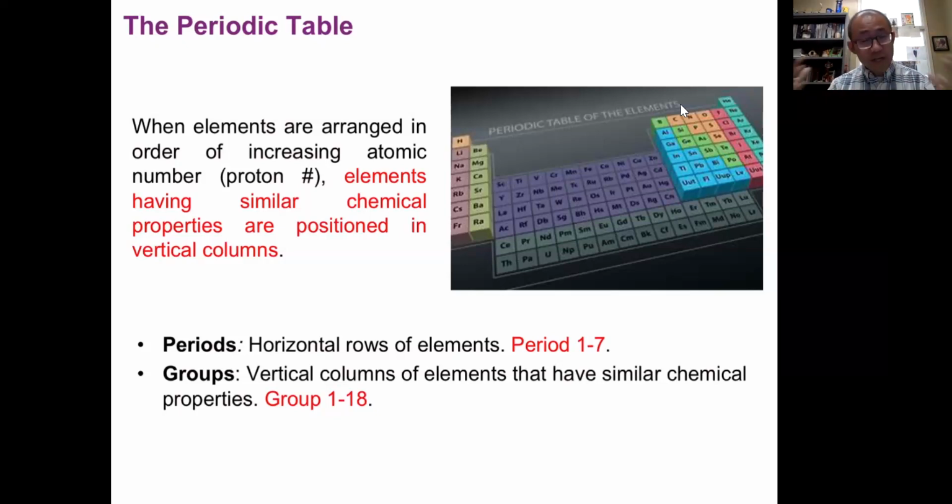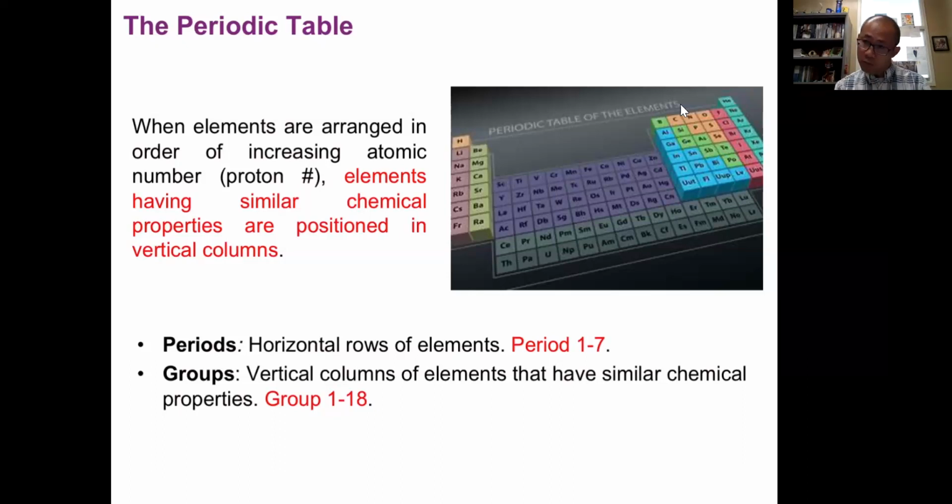So we're going to see some examples, and also we're going to give the terms of the table. The rows of the elements, when you move from left to right, are called the periods. The horizontal rows are called periods. In our modern periodic table, we have 7 periods, period 1 through 7.